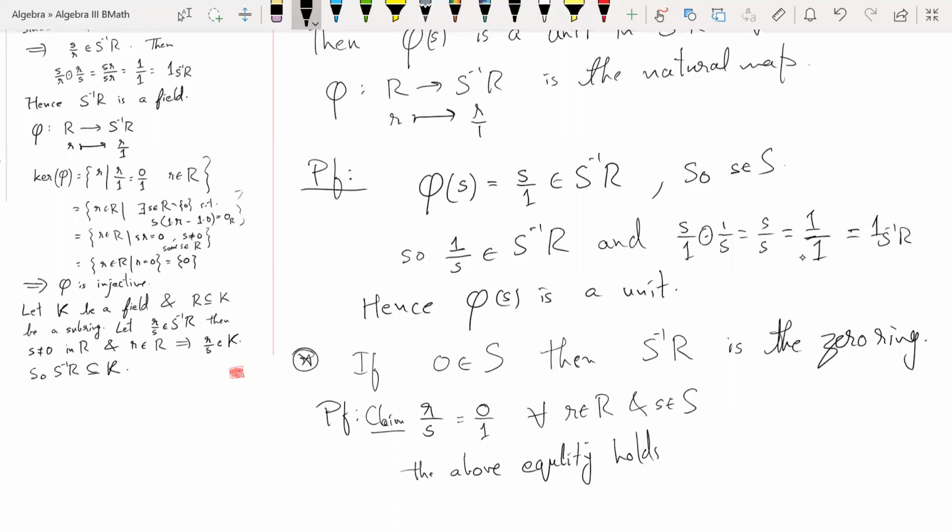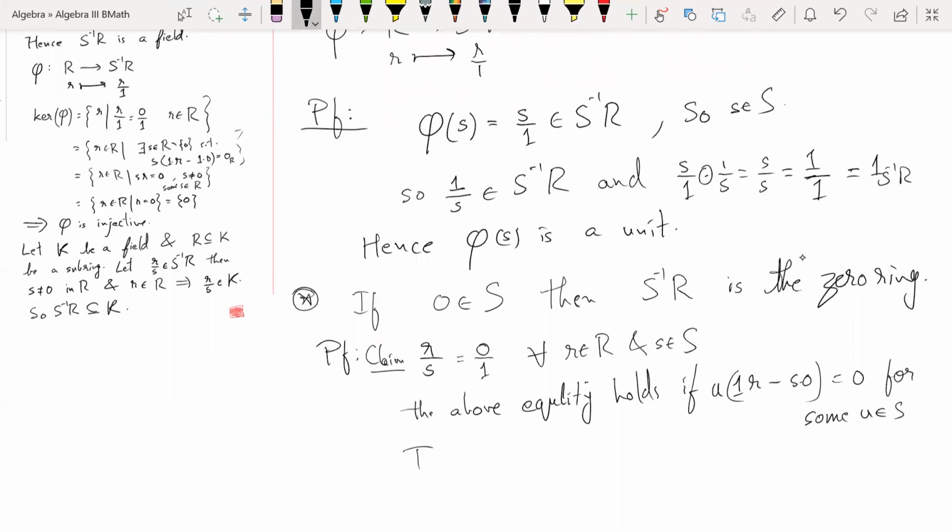So by definition, we need 1 times R minus S times 0, times U, equals 0 for some U in S. All the zeros here are in the ring R. So this identity should hold for some U in S. And of course, take U to be 0 because that belongs to S, and hence the claim. S inverse R is the 0 ring. Okay, so that's the reason.